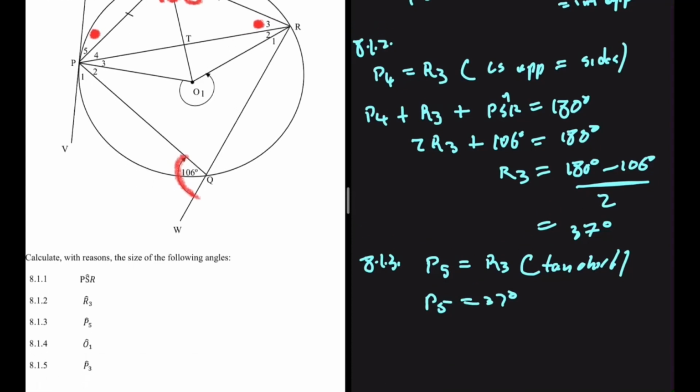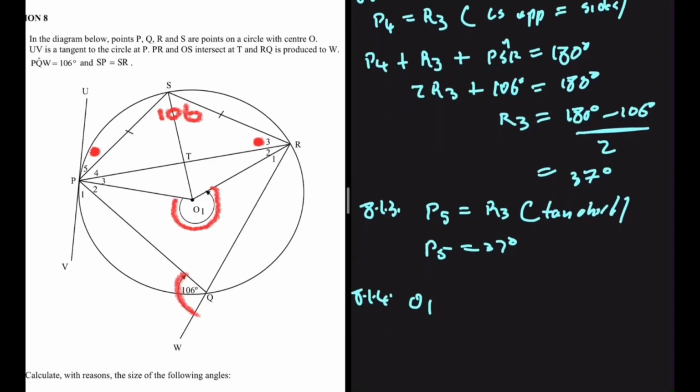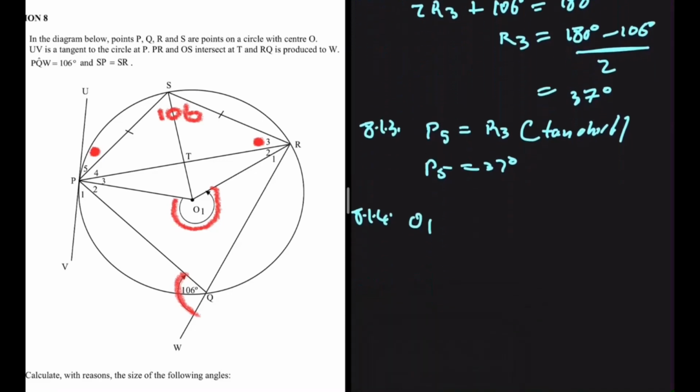Let's move to 8.1.4. We're looking for the size of O1. Well, like we have already deduced earlier in the video, O1 should be equal to 2 times angle PSR. The angle at the center is twice the angle at the circumference, if they come from the same arc. So this is just 2 multiplied by 106, which is equal to 212 degrees. So O1 is equal to 212 degrees. Reason being that the angle at the center is 2 times the angle at the circumference. You have to give reasons for all the statements you're making.